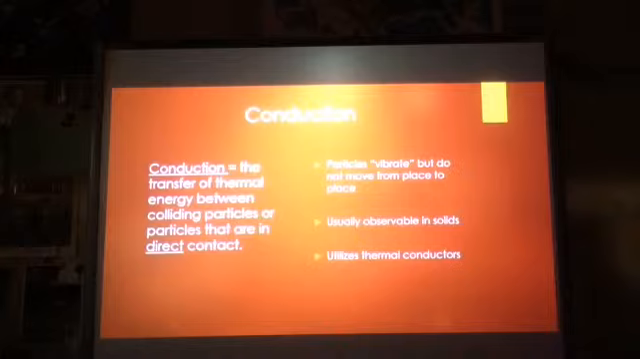And it utilizes thermal conductors. Thermal conductors, we'll talk about those a little bit later on. Some things are better for conducting heat than others.